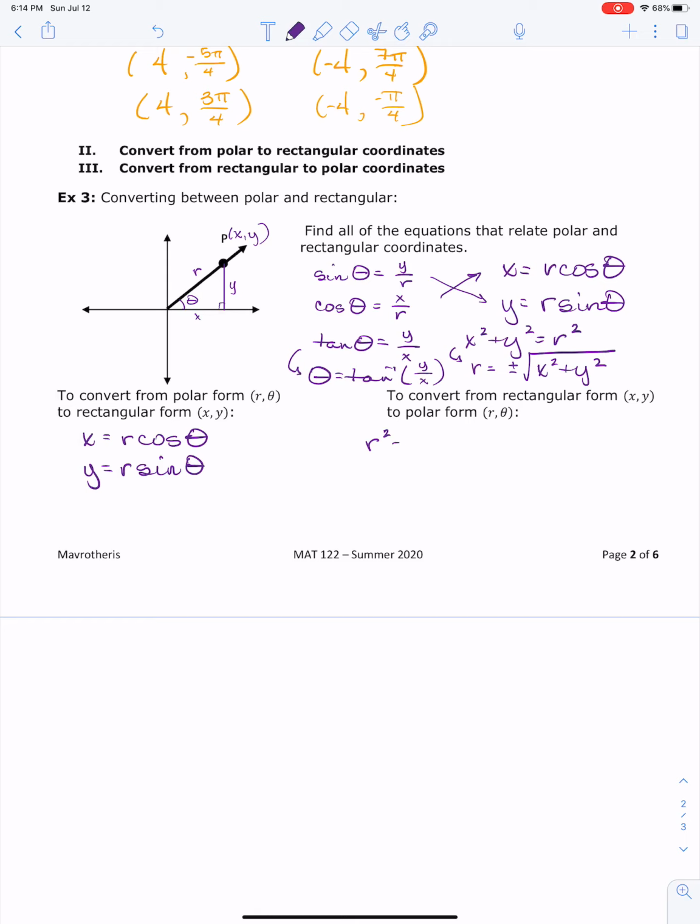If we have them in rectangular form, we want to convert to polar form. I'm going to use this r squared equals x squared plus y squared, or r equals positive or negative square root of x squared plus y squared, kind of depends on where we are, and theta equals inverse tangent of y over x. So keep in mind, any of these pieces above, I may find a place where I need to plug in y over r for sine theta or x over r for cosine theta. It's going to kind of vary based on the situation we're given, and we'll see that as we move forward.